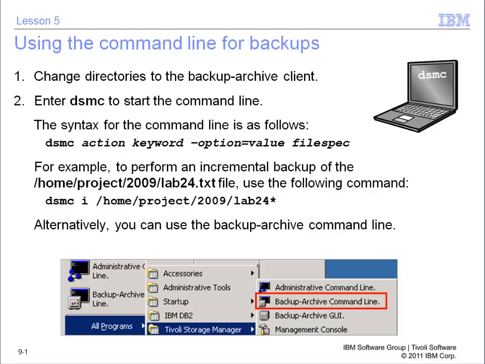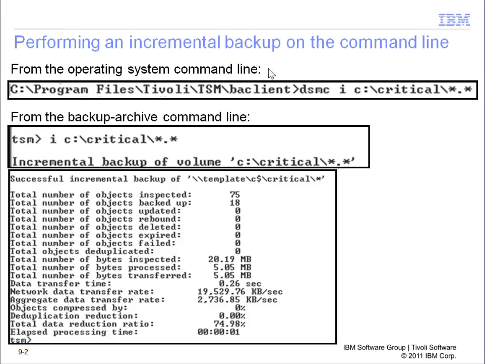And as it says here, you can also start a backup archive command line. Here's how you would start it in Windows: go to the backup archive client directory and type DSMC, C for command line. From the operating system command prompt, so we're in our C program files Tivoli TSM BA client, we would type DSMC, I for incremental, and we're going to back up all files in the critical directory. Or we type DSMC, start a backup archive command line window, then type I and our directory.